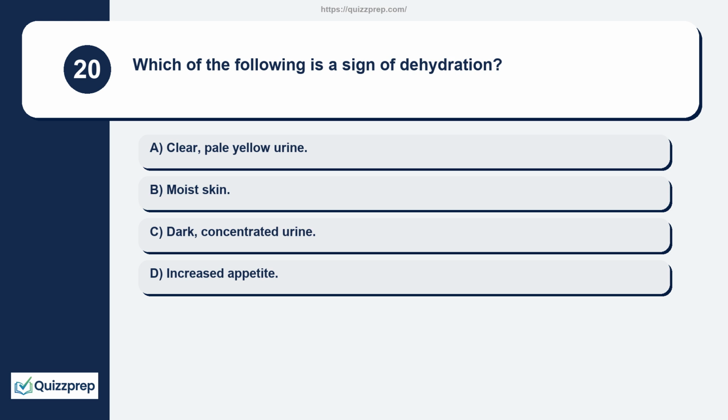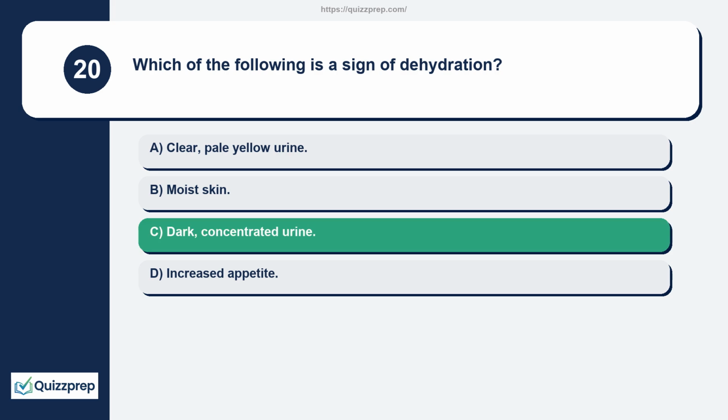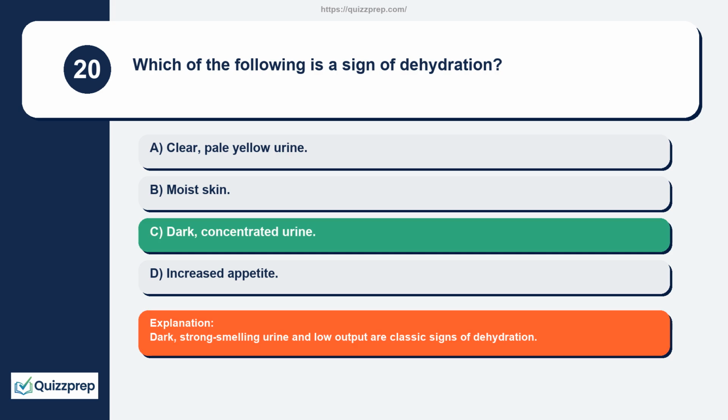Question 20. Which of the following is a sign of dehydration? Clear, pale yellow urine, moist skin, dark, concentrated urine, or increased appetite? Dark, strong-smelling urine and low output are classic signs of dehydration.